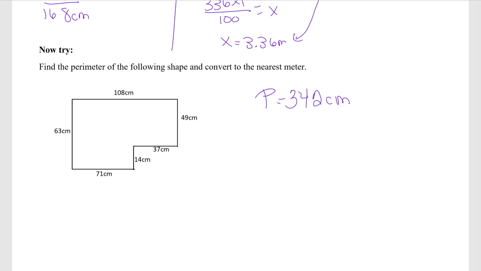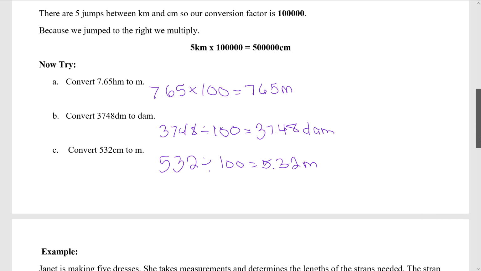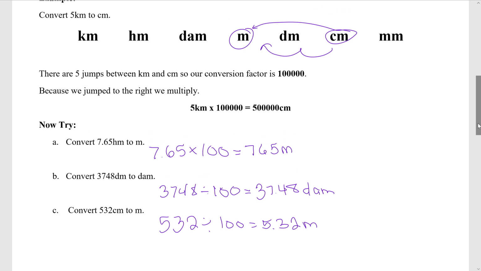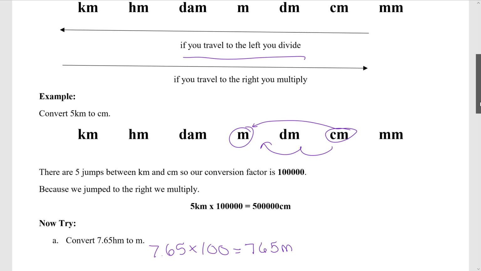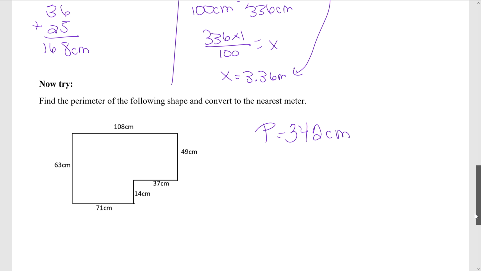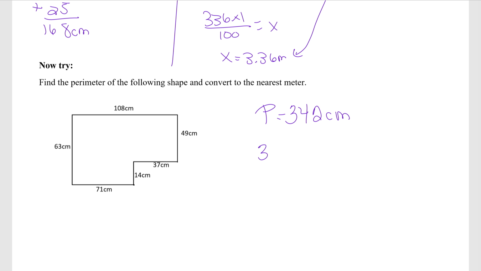I can convert it using the method that we used before. Again, I have centimeters to meters all set up. To go from centimeters to meters, it's 2 jumps to the left. To the left means that I divide, and 2 jumps means by 100. So I could say 342 divided by 100 would be 3.42 meters. It says converted to the nearest meter, which is rounding to the nearest meter. So when rounding, we would say, is it closer to 3 or can it be rounded up to 4? In this case, because it's 3.4, it's closer to 3 meters.